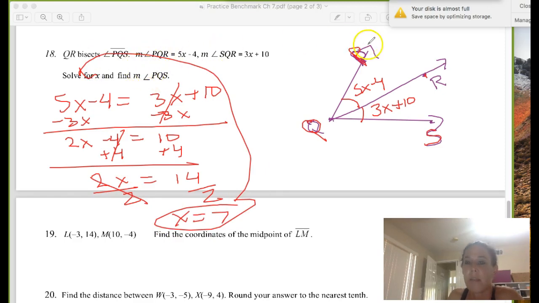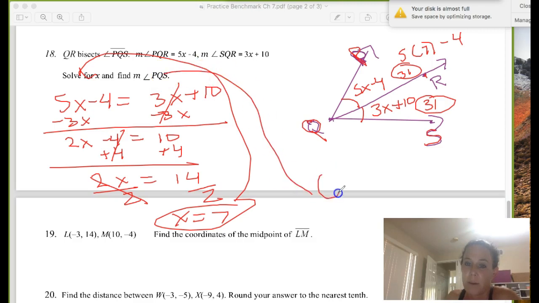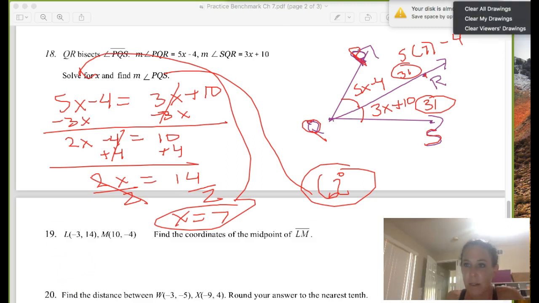Finish it. Find PQS, so don't be done. If this is 7, plug it into either one of these. It doesn't matter. Let's plug in here. 5 times 7 minus 4. Well, 5 times 7 is 35. 35 minus 4 is 31. If this is 31, I don't have to plug in here to figure that out. I know this is also going to be 31. So 31 and 31 makes 62. So the measure of angle PQS is going to be 62 degrees. So there are your two answers. All right. On to the next one.